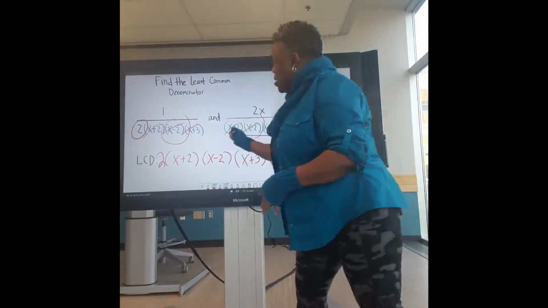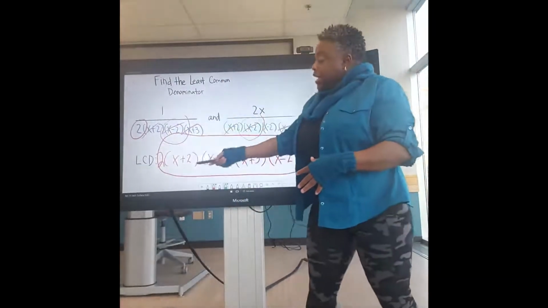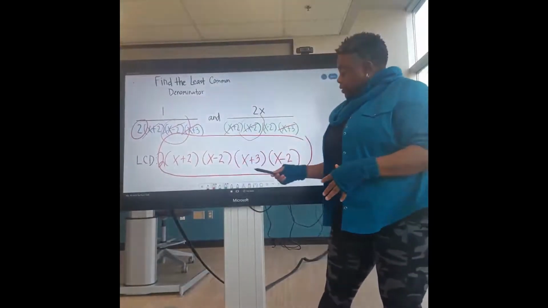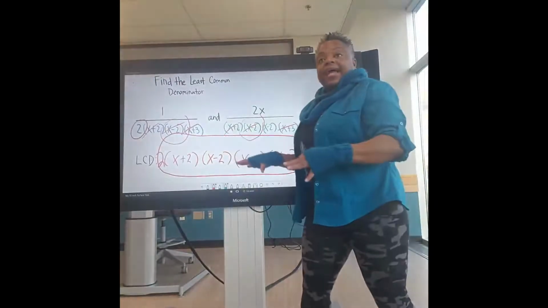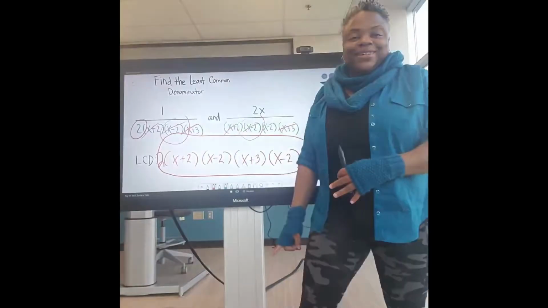And so now this will be my LCD: 2 times the quantity of x plus 2, x minus 2, x plus 3, x minus 2. So everything that's common and everything that's not common is in my LCD, and that's all she wrote.